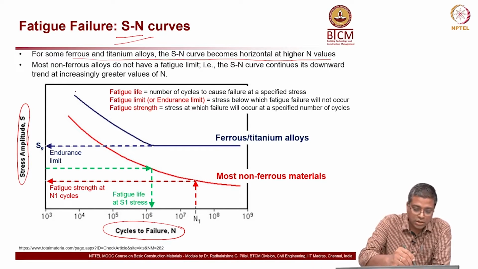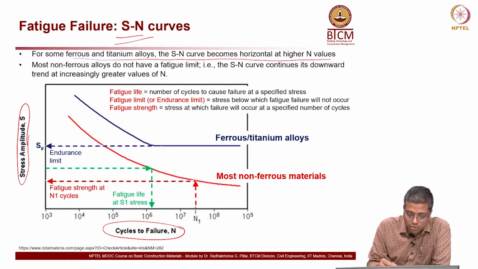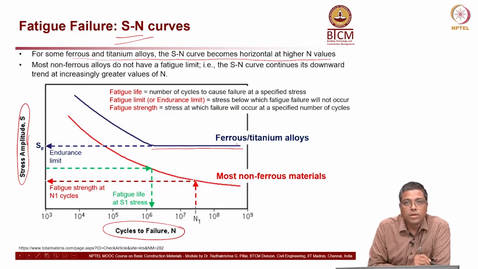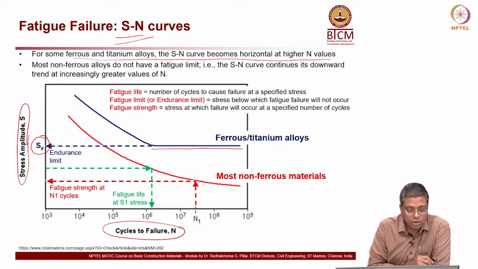You can see this graph over here, it is more or less horizontal after about 10 to the power of 6 cycles. So, from here it is horizontal. Now, that is a very good property which the ferrous or titanium alloys have. That limit, or the corresponding stress value SE, which I am calling the endurance limit or the fatigue limit, is a stress below which failure due to fatigue will not occur.